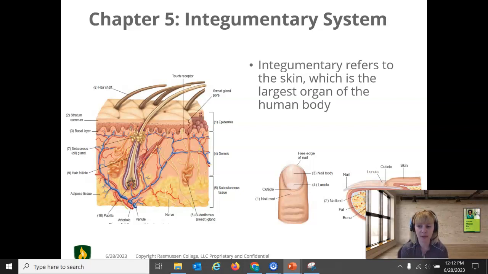Nails protect the tips of your fingers and toes from bruises or injuries. Each nail is formed in the nail root. As the nail grows, it stays attached and slides forward over the nail bed.